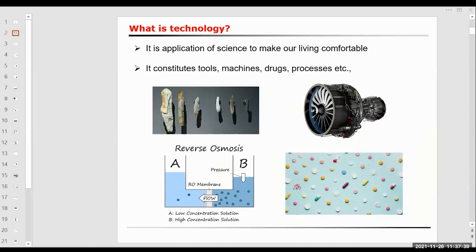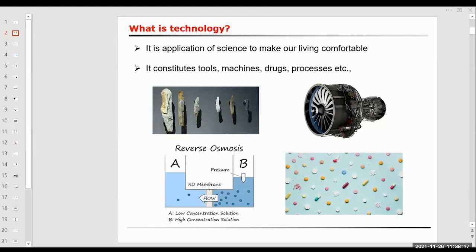Technology is application of science to make our lives, most of us, I mean humans' lives, more comfortable than it was earlier. And of course, in doing so, as engineers and technologists, while making our lives comfortable, we should also see that nature, the environment, is also safe, because we are not the only beings on the planet. There are other animals and plants which are also very important.